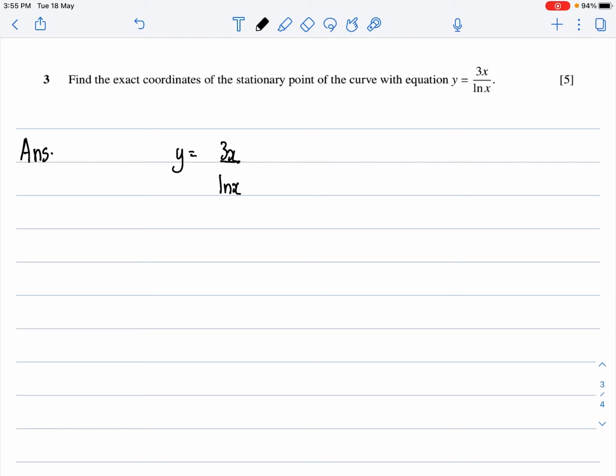This is the third question of the paper. So we need to find the exact coordinates of the stationary point of the curve with this equation, 3x over ln x. Stationary point basically means somewhere where my gradient, which basically means dy by dx, is equal to 0. So I need to find the coordinates here.